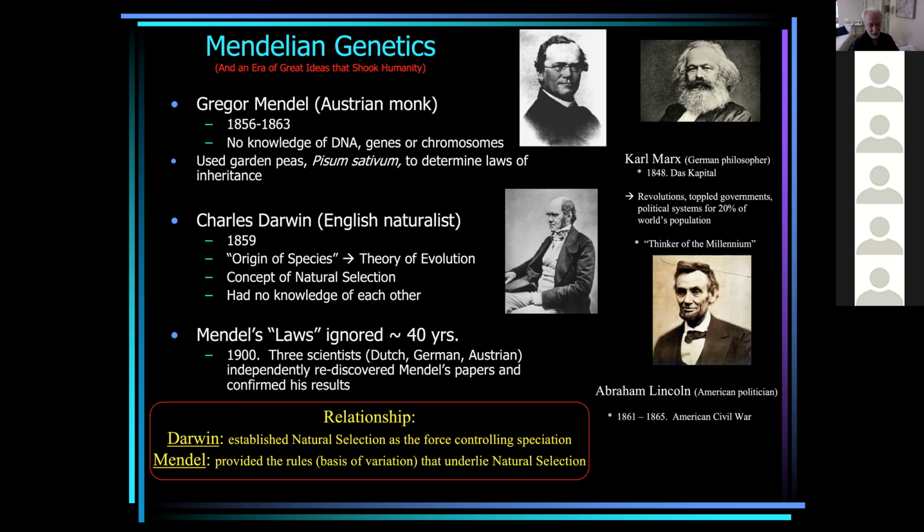I want you to remember this. I have it circled in red. Darwin established that natural selection is the force that controls evolution, that controls species change. Mendel provided the rules for Darwin's observations, the rules for the basis of variation that underlie natural selection. So the two go hand in hand, and between the two, it caused a revolution.